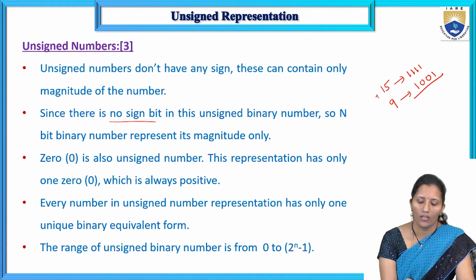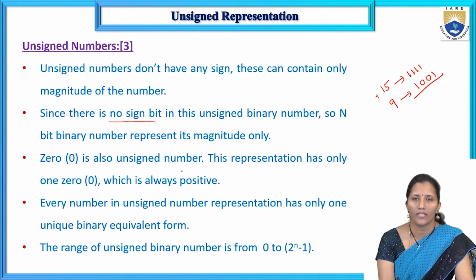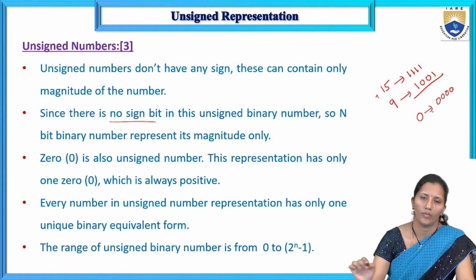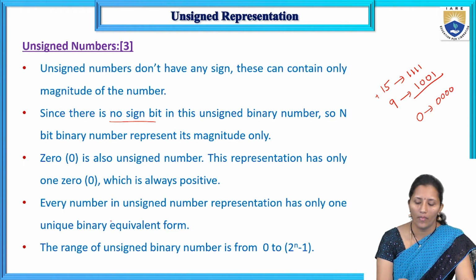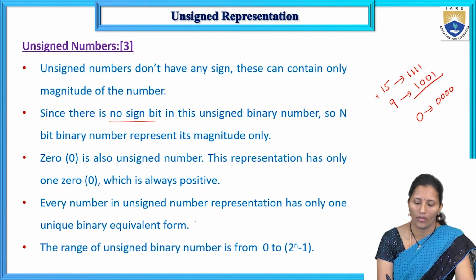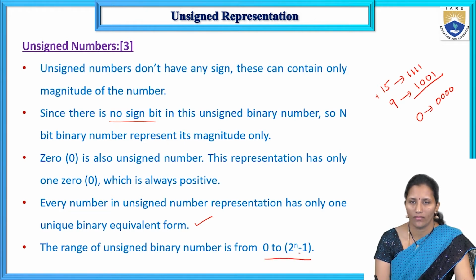0 is also an unsigned number. This representation is always positive. Here 0 we can also represent, for example as a 4-digit 0. We don't have plus 0 and minus 0; we can't represent them in the unsigned number system. Only the magnitude is represented here. Every number in unsigned number representation has only one unique binary equivalent form. The range of an unsigned binary number is from 0 to 2 to the power of n minus 1.